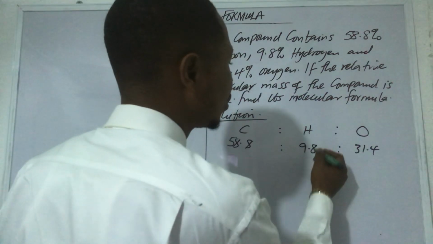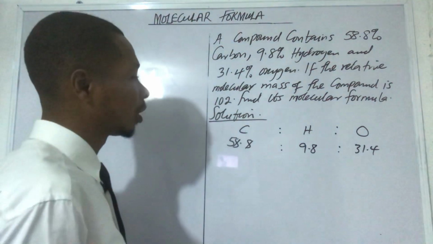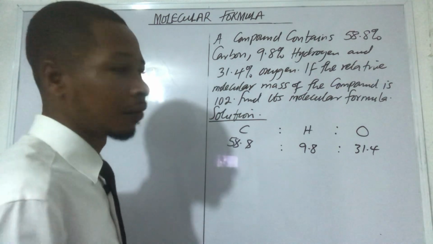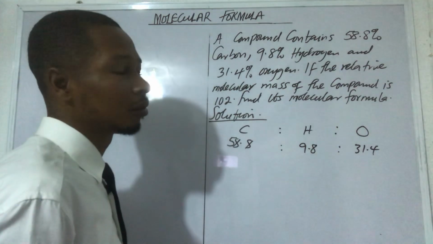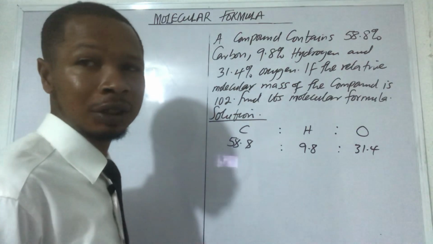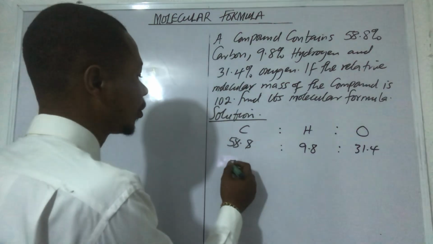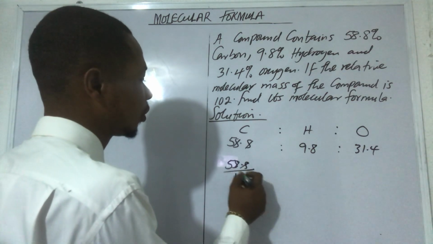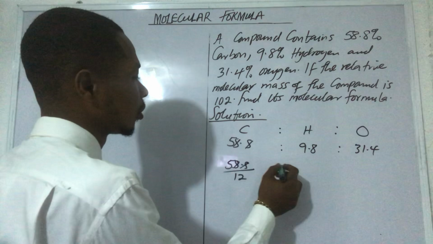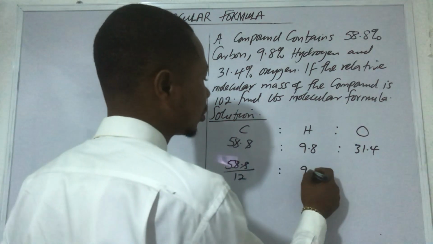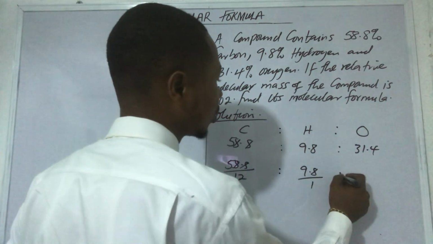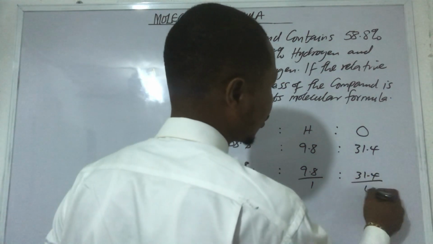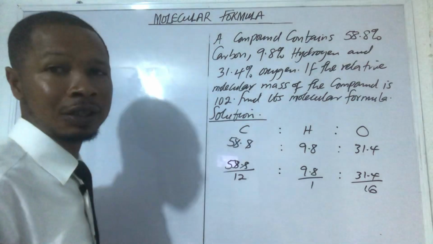Then the next thing that you need to do is to divide by their relative atomic masses respectively. So you have 58.8, carbon is 12, ratio 9.8, hydrogen is 1, then oxygen 31.4 divided by 16.